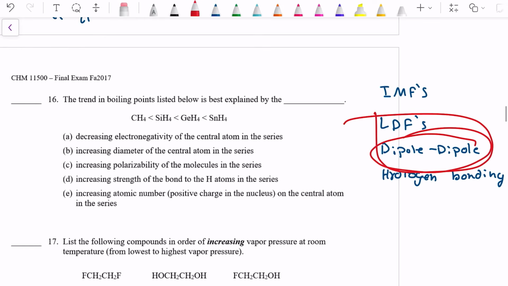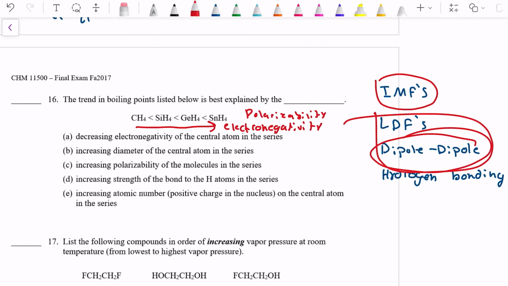So essentially we're looking for an increased electronegativity or polarizability. So anyways, if the boiling point is higher, that means you have more forces to overcome. You need more energy to overcome your intermolecular forces, which means as you trend this way, electronegativity would increase. And so would polarizability. Okay, so A is not true. That's the opposite. It increases.